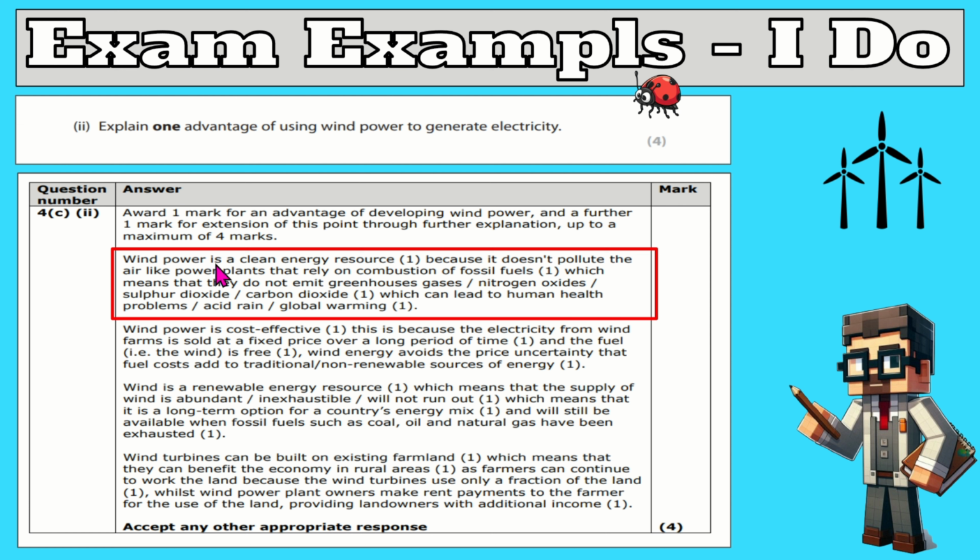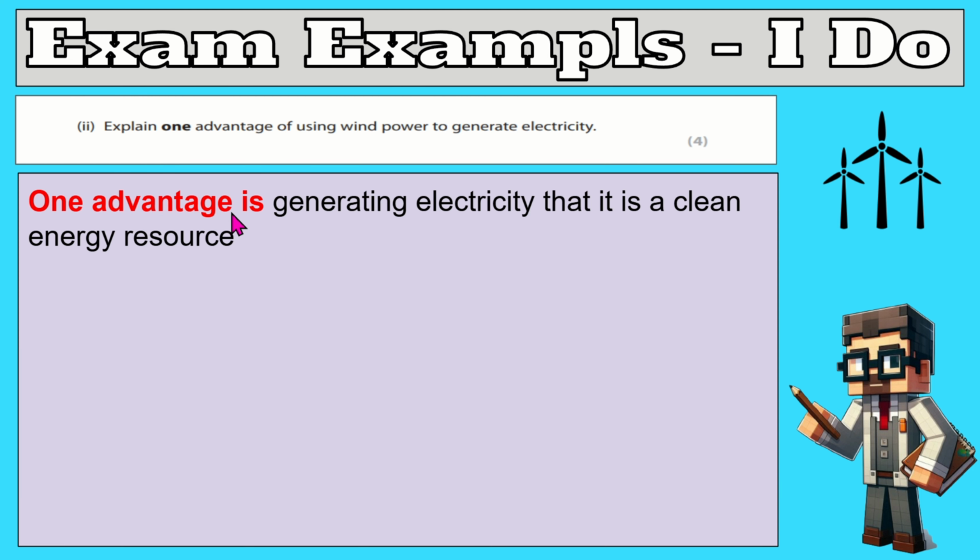We are going to be doing about wind power being a clean energy resource. Okay, so really helping us in the fight against climate change. So this one here is what I'm going to attempt to write. Again, pause it, read it if you want to, but I'll show you what I think would have got full marks. 1 advantage is generating electricity that is a clean energy resource. So I'm going to get a mark for saying clean energy resource. That's my point. Everything else in this paragraph needs to link to the fact it is a clean energy resource.